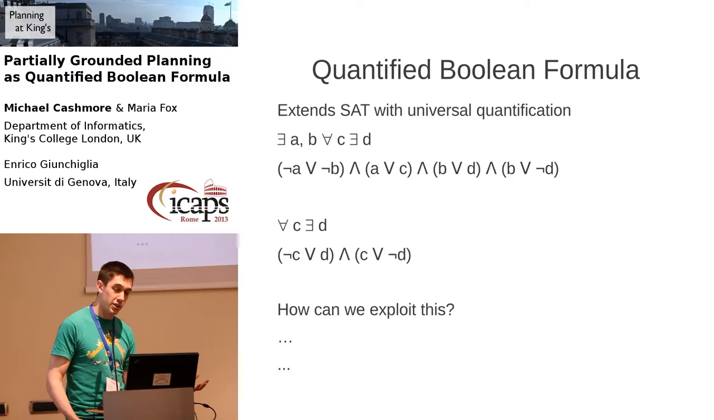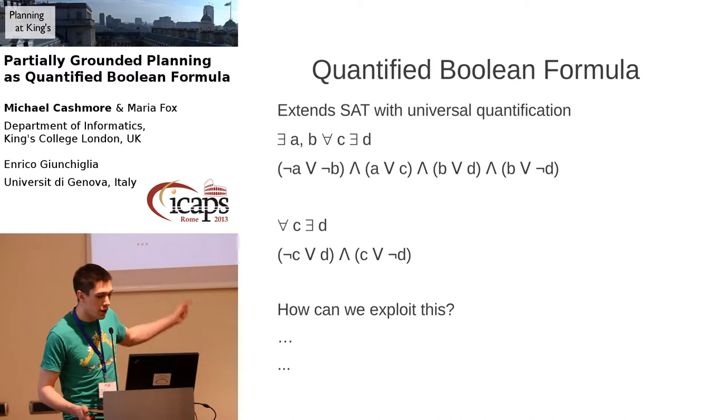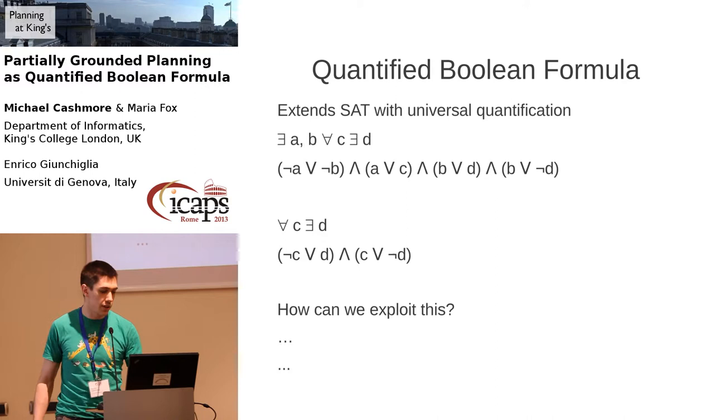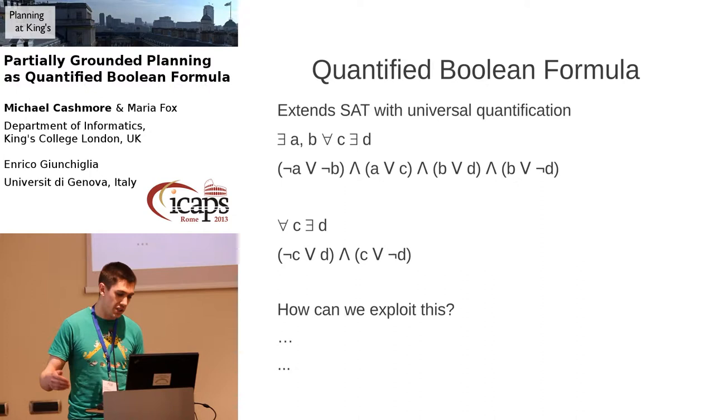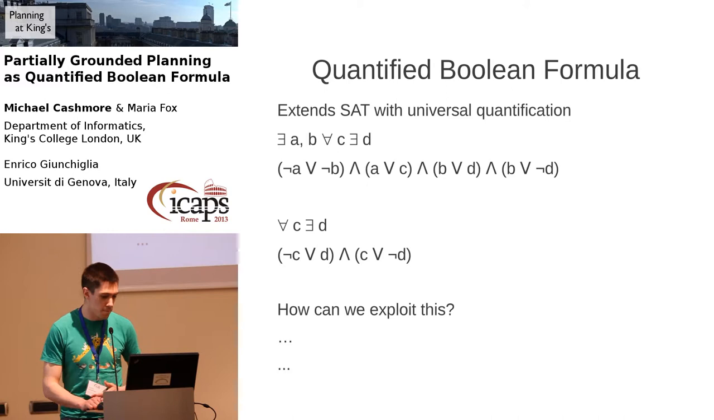So in the second example here, we would say that for any assignment to C, there exists an assignment to D such that this formula is satisfied. In this case, the formula can be satisfied. When C is true, D can be true, and when C is false, D can be false. And that satisfies the formula.